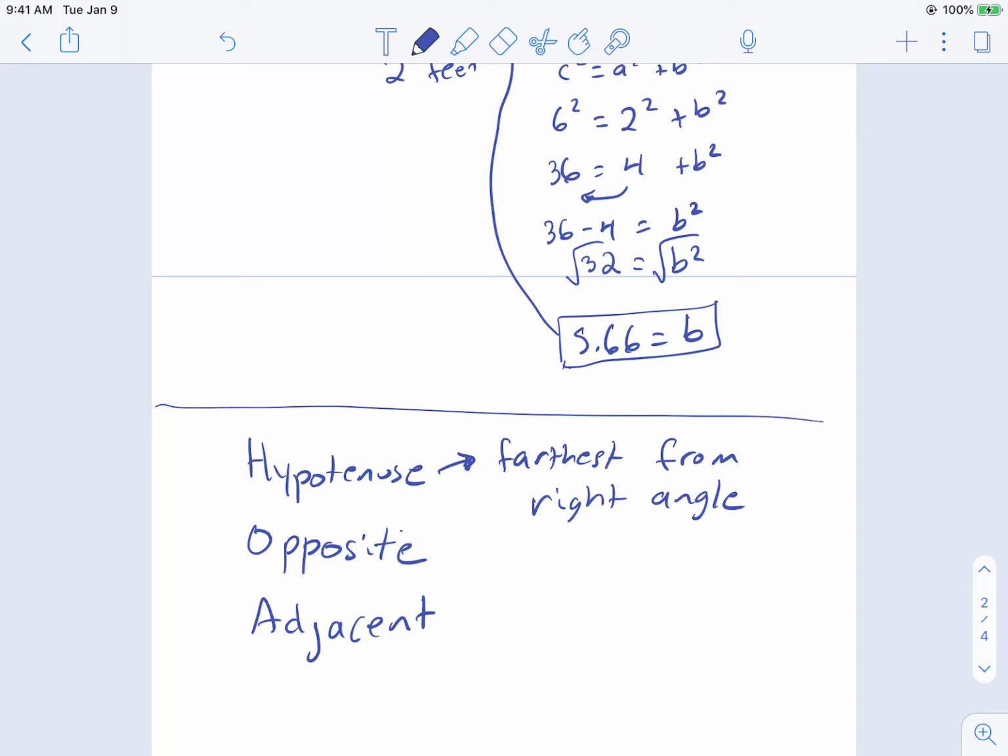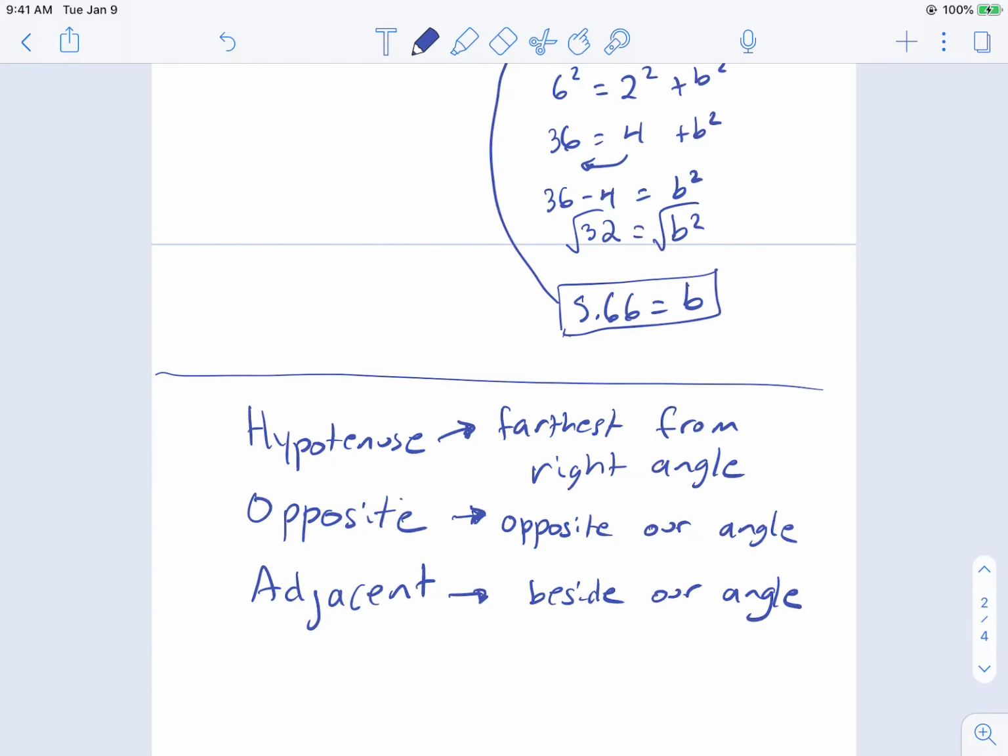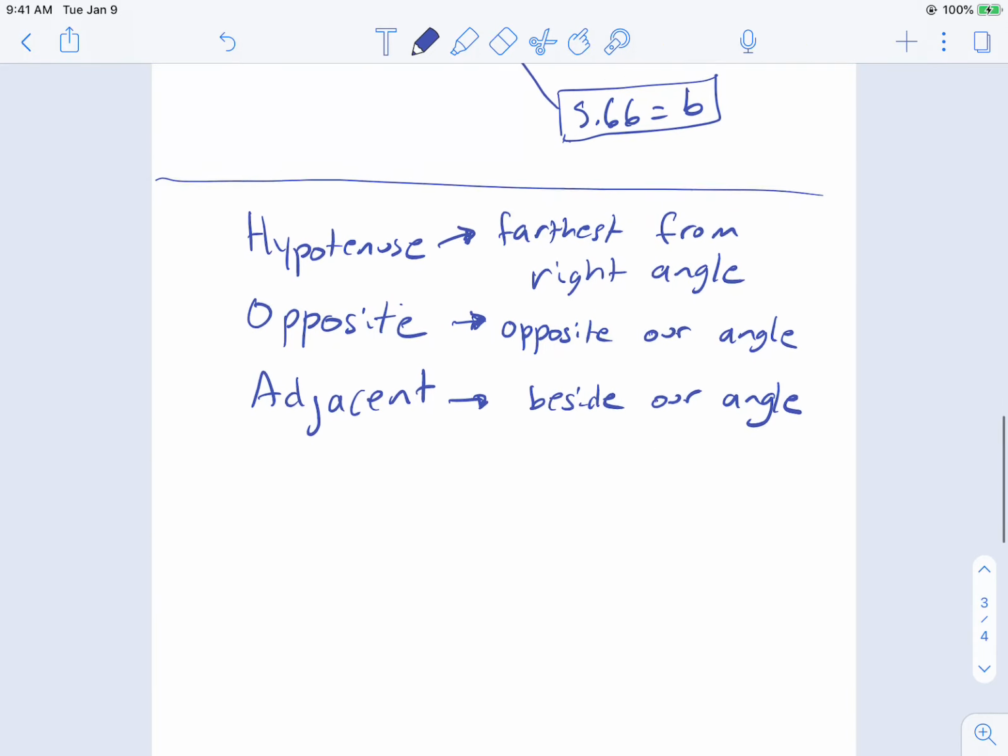Perfect. And then opposite, really no other way to describe it, it's going to be opposite our angle, and adjacent is going to be beside our angle. Now this probably shouldn't mean a whole lot to you just yet, but I want to encourage you, take another look at this. This is going to be really important because we're about to get into how do we use this stuff.